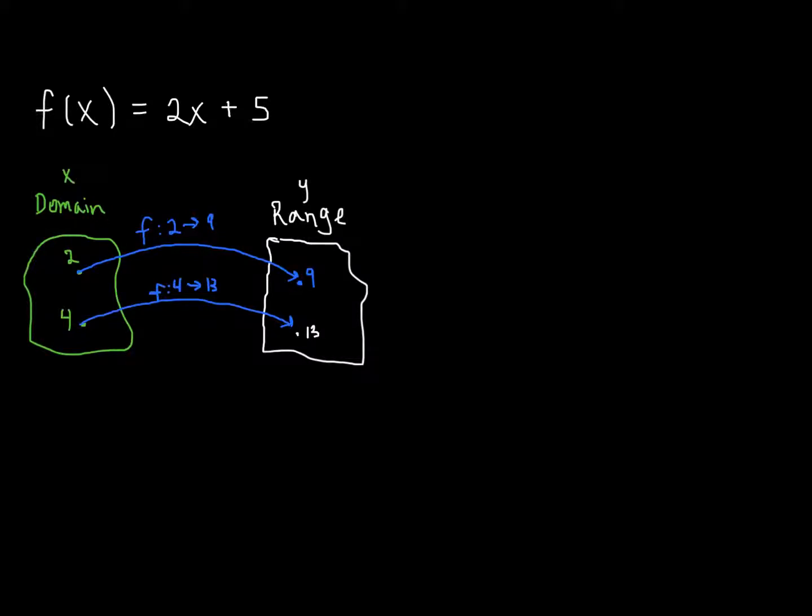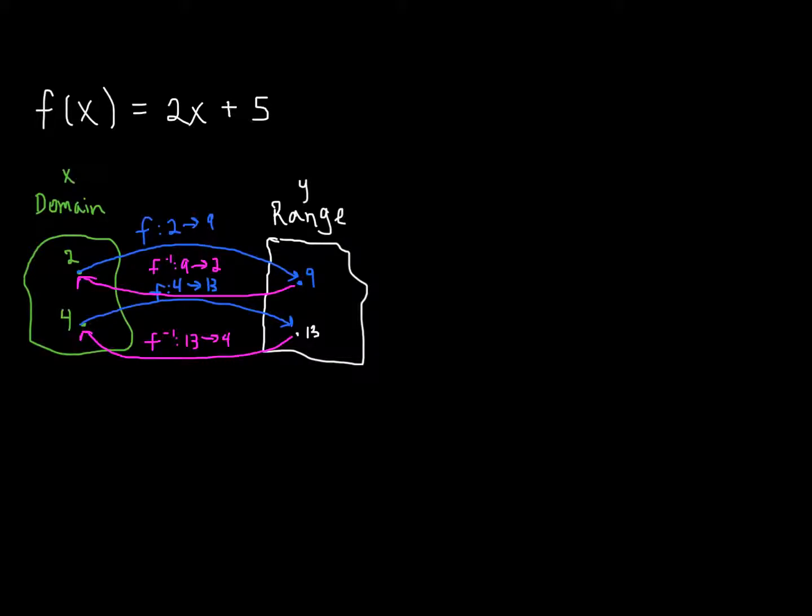So f inverse would take 9 as an input and return 2. The way that we can write this is f inverse will map 9 to 2. And we can say the same thing to go from 13 to 4: f inverse will map 13 back to 4.